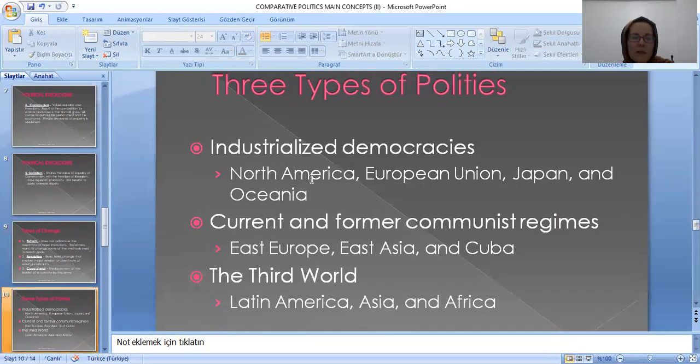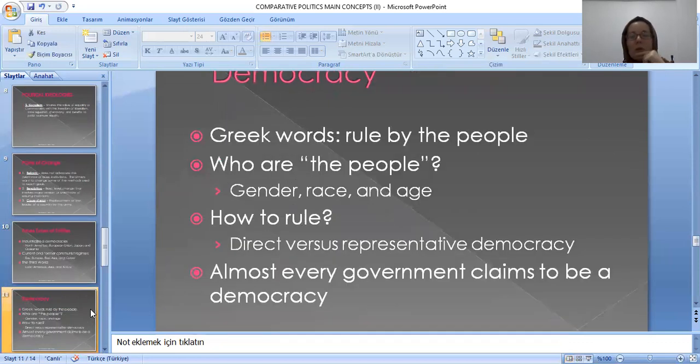Three types of polities: industrialized democracies like in North America, the EU, Japan, or Oceania; current and former communist regimes that were seen in East Europe, East Asia, and Cuba; and the third world, some of the countries in Latin America or some parts of Asia and Africa. Democracy. So what is democracy? The rule by the people, of the people, for the people. This is how Abraham Lincoln defined democracy.